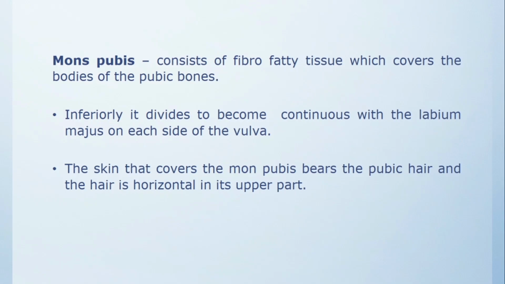So the mons pubis is the area that covers the bodies of the pubic bones, and it consists of fibrofatty tissue. Inferiorly, the mons pubis divides and becomes continuous with the labium majus on each side of the vulva. The skin that covers the mons pubis bears the pubic hair, and the hair is horizontal in its upper part.